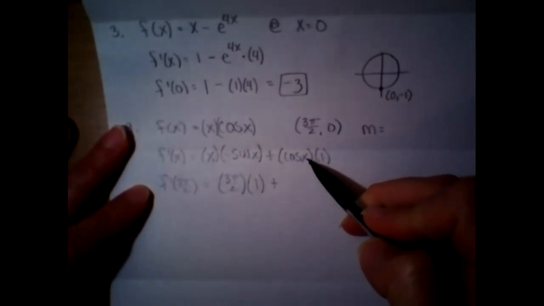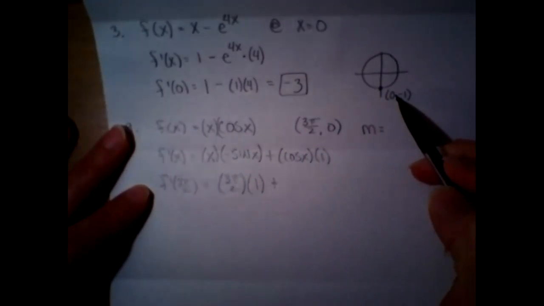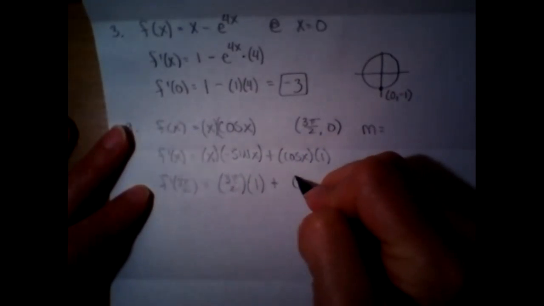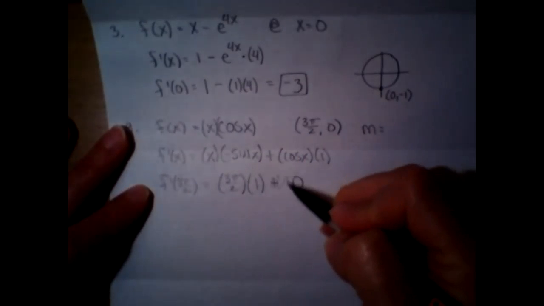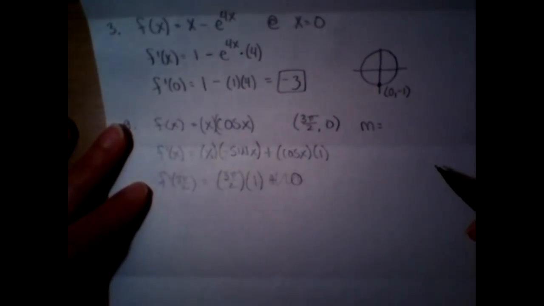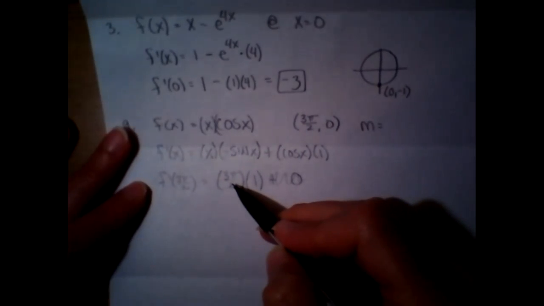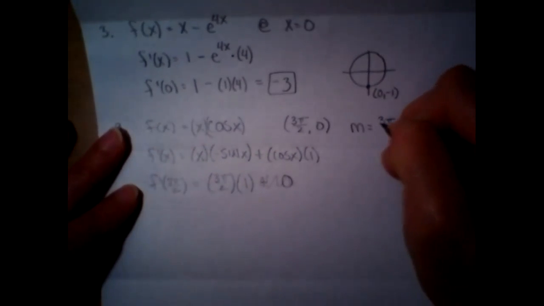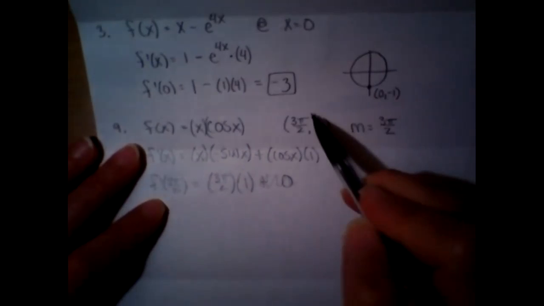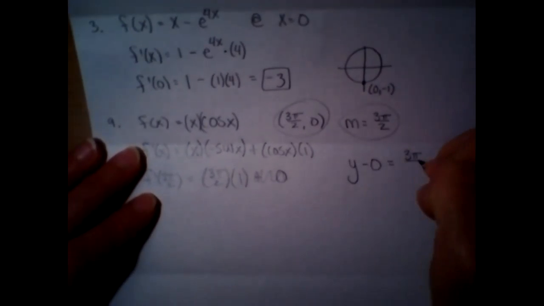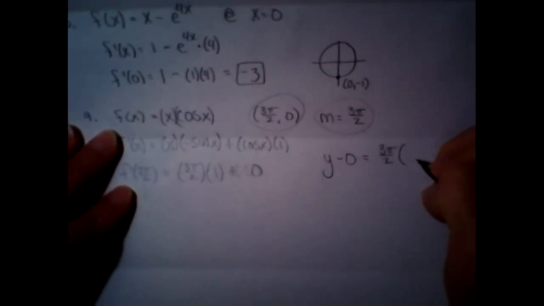Plus cosine of 3 pi over 2. Cosine is the x value, so that would just be 0. So this entire second part just goes away because that's going to be nothing. And so our slope is just 3 pi over 2. And so this is the point, this is the slope, and I'm going to put it together into the equation. So y minus 0 equals 3 pi over 2, x minus 3 pi over 2.